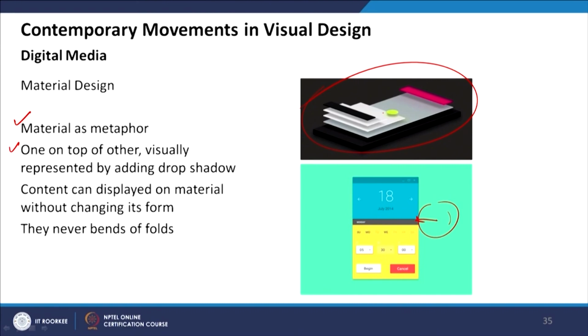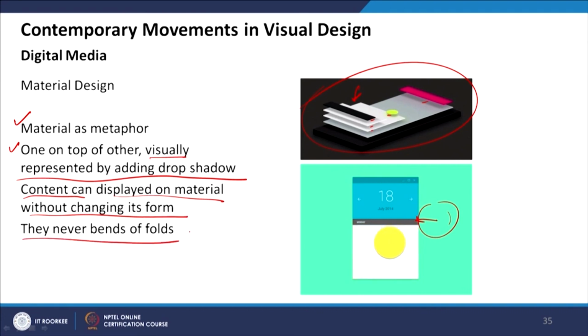If you look at this, the drop shadows will give you the relative distance, visually represented by adding a drop shadow. This represents that one material is on top of another material. Content can be displayed on material without changing its form. They never bend or fold, so one material cannot bend or fold on top of another. They can transform and take the shape of another material.